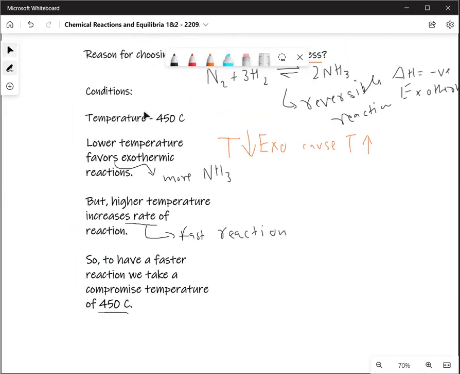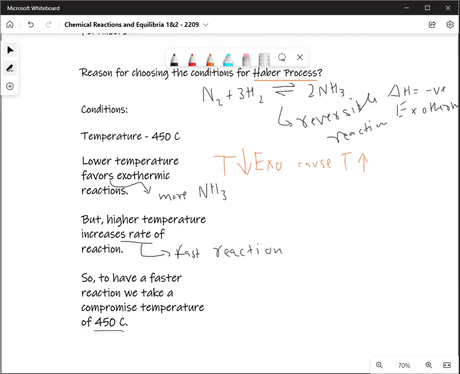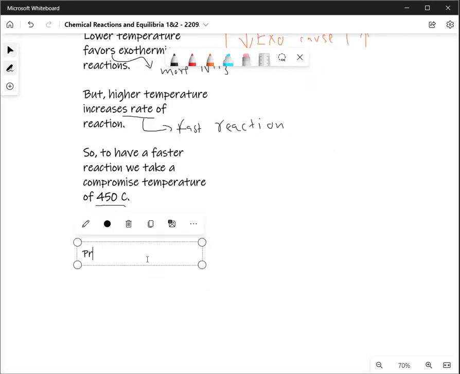We look at the next thing. What is the other condition of the Haber process, Zara? The pressure. What is the pressure? It's 200 atmospheres, 200 atm. Okay, 200 atmospheres. Isn't that too much? Now, why do we need 200 atm? Because I'll tell you.